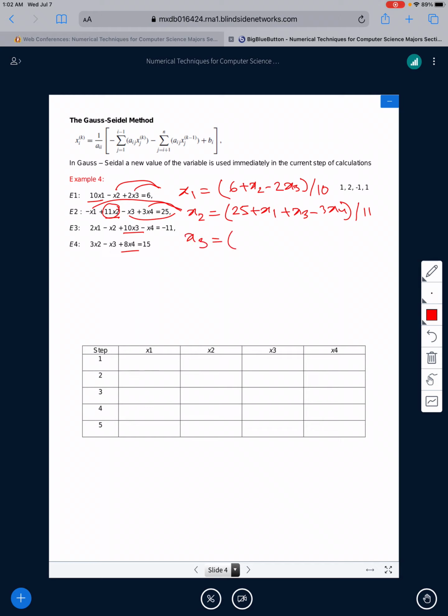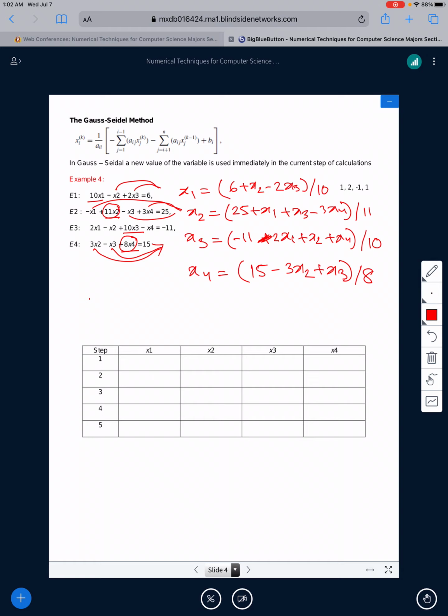x3 is equal to negative 11 plus or minus 2x1 plus x2 plus x4, and then we are dividing by 10. Okay, x4 is equal to 15 minus 3x2 plus x3. So what we are doing again, we are moving these terms to the other side, keeping x4 on the left side, and then dividing by 8. So that will make x4 equal to 15 minus 3x2 plus x3, and then divided by 8.